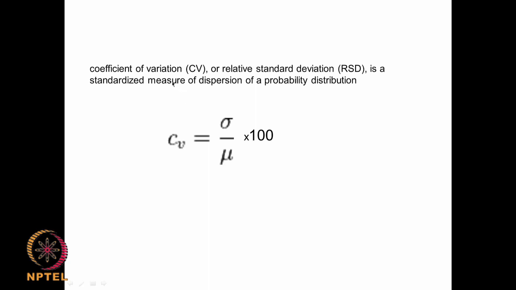There is another terminology called the coefficient of variation, CV, generally. It is a relative standard deviation, a standardized measure of dispersion of a probability distribution. CV is given by 100 times sigma, that is the standard deviation, divided by the mean.